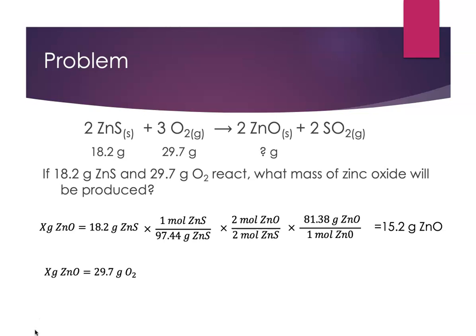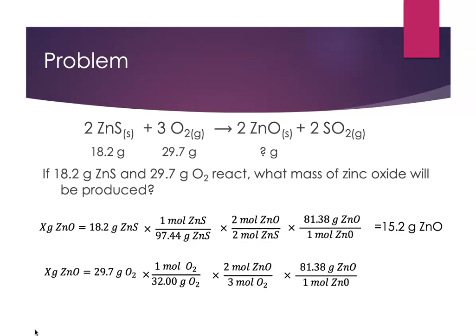I need to know what mass of zinc oxide would form if all 29.7 grams of oxygen reacted completely, and I need to do this calculation. So I'll take my grams of oxygen and convert it to moles. I'll use my mole to mole ratio to get moles of zinc oxide, and I'll use the molar mass of zinc oxide, and I get a value. I get 50.4 grams of zinc oxide.